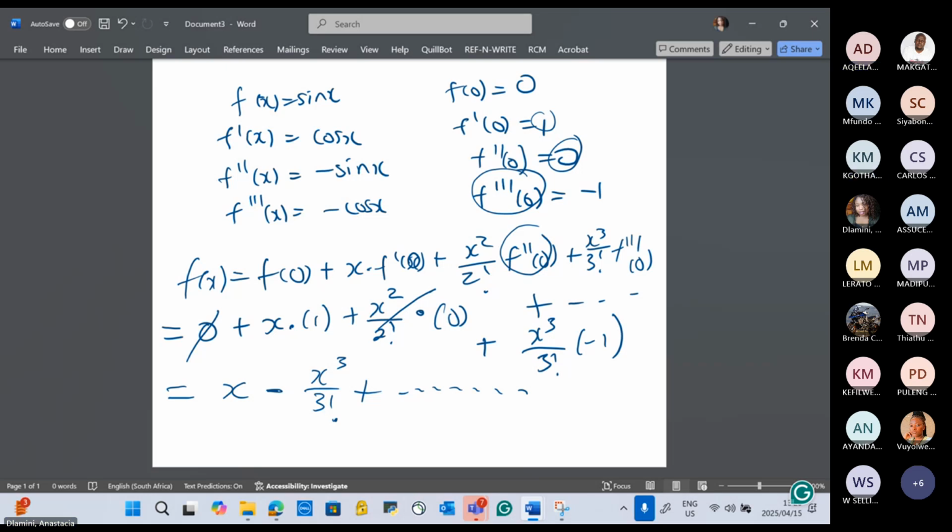Yes, ma'am. Now one can ask me, why is it different from the study guide? Because they just added more terms. That's it. They went to the fourth one and they went to the fifth one as well. They just added more terms. Are we all together? Yes, ma'am. And that's the Maclaurin series.